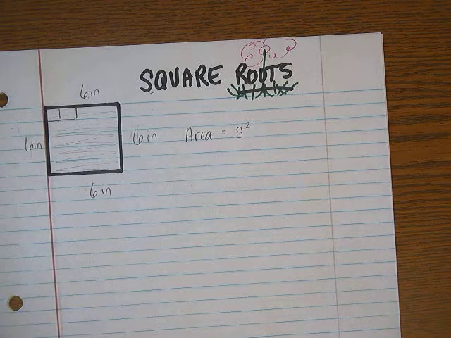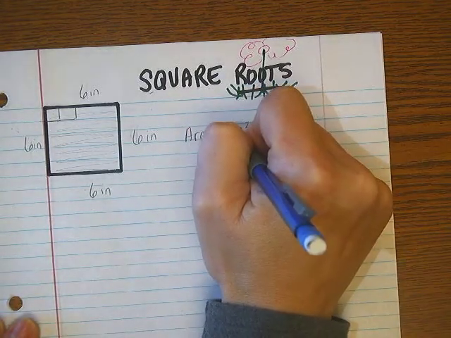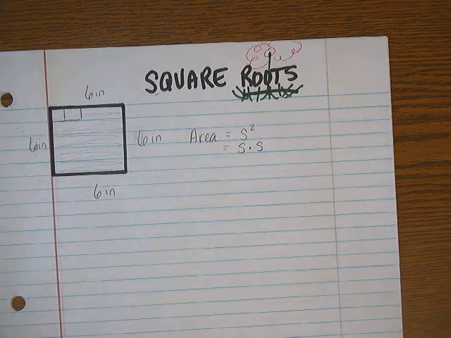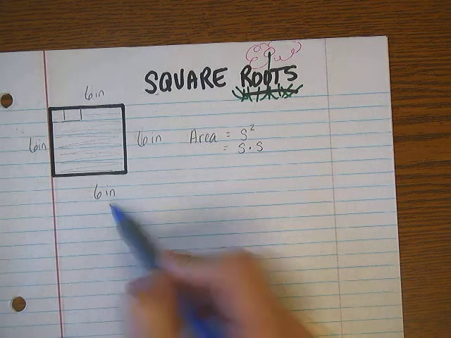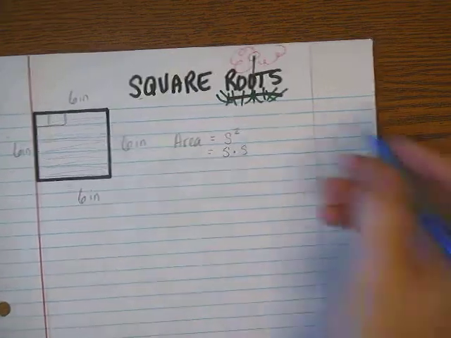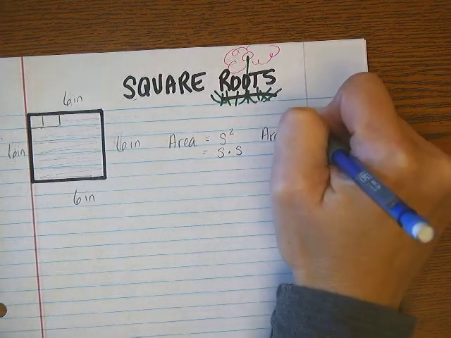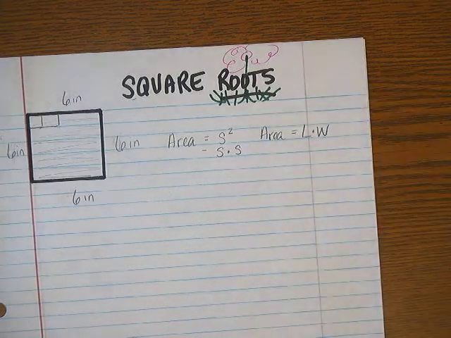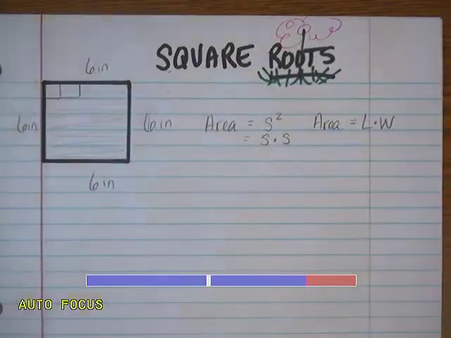Well, squaring something means to multiply it by itself. So squaring a side means that the area would be the side times itself. Okay, so I would take a side and multiply it by itself. Well, for a square, that's really the same thing as the rectangle formula, which says take the length and multiply it times the width.